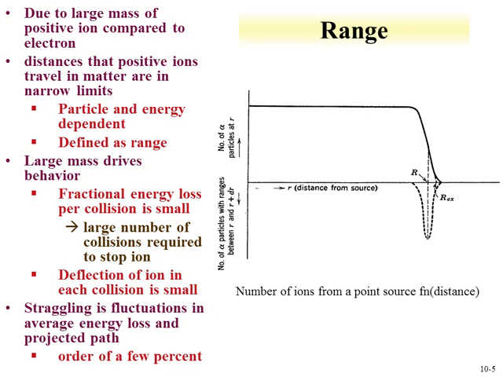As we discussed, there's an influence on the particle, its velocity, and the velocity of the K-shell electrons. So there's actually an influence on the particle moving through different types of matter. And one of the things that we will see is that the distance that a positive ion travels in matter is actually within a pretty narrow limit.